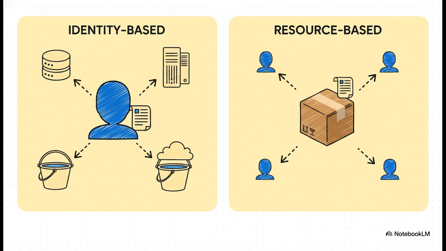So everything starts with two main flavors of policies. First, you've got your identity-based policies. These are the ones you stick on to a user, a group, or a role. They basically answer the question, what is this person or thing allowed to do in my account? Then you have resource-based policies. These get attached directly to the resource itself, like an S3 bucket, and they answer a different question, who is allowed to touch this specific thing?